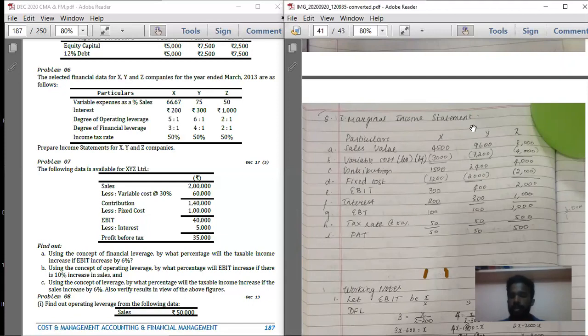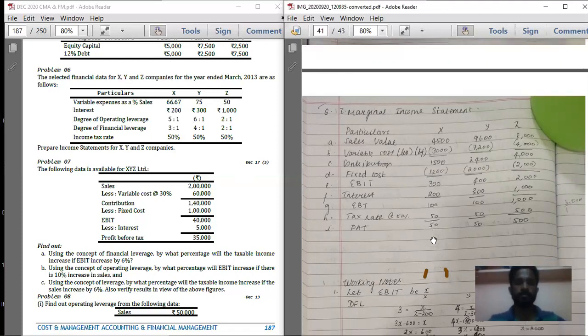We'll cross verify it. For company X, sales value is 4500. From that, if you reduce variable cost 3000, that is how much is the variable cost as percentage of sales? 66.67. So 4500 into 66.67%, that is 3000. So 4500 minus 3000, you will get contribution 1500. From the contribution 1500, if you deduct fixed cost 1200, we will get EBIT 300. From that EBIT 300, if we deduct interest, that is 200, we will get EBT 100. And from EBT 100, if we deduct tax at the rate of 50%, that is 50, we will get profit after tax 50. That's all.